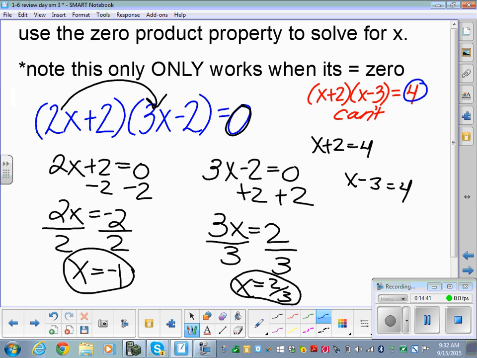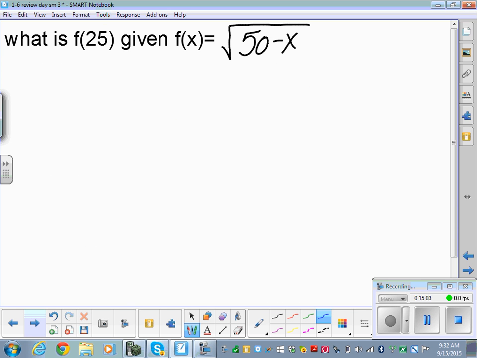So guess what? We would have had to solve this one the long way. We would have had to multiply it out, combine like terms, and then bring the 4 over so that it's equal to 0, because it would have been quadratic, and then solve using the quadratic formula. So does that make sense on the difference? If it's equal to 0, split them up, solve. If it's not equal to 0, you can't do that. Are we all okay? All right.